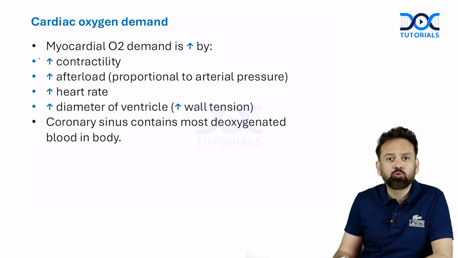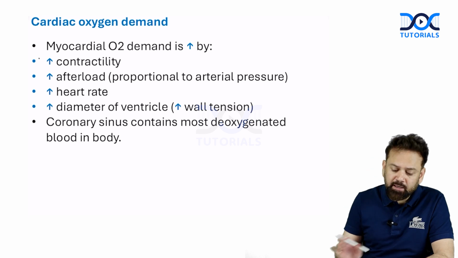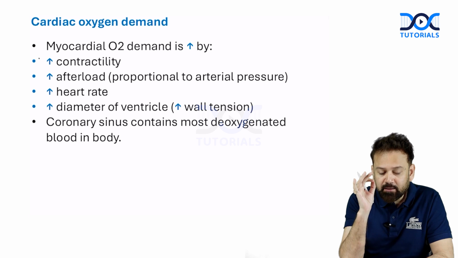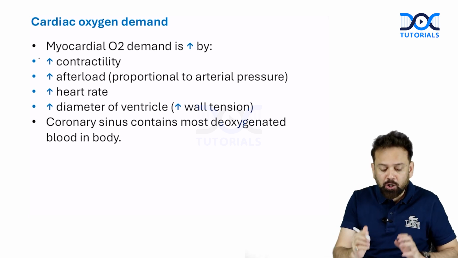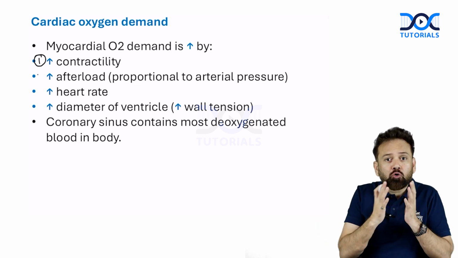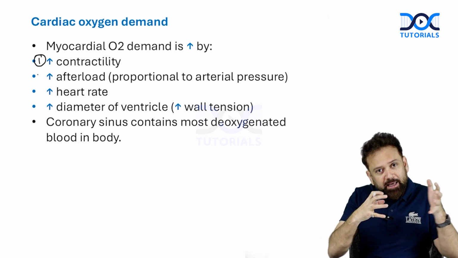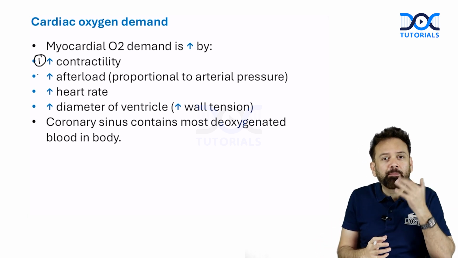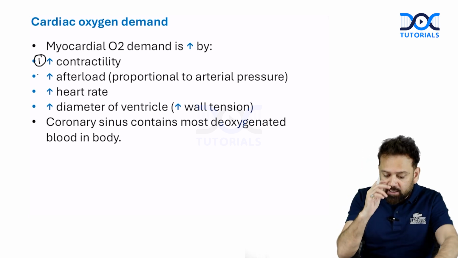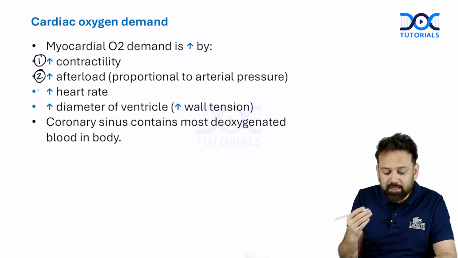Now, sometimes they ask you cardiac oxygen demand, in which condition it will be increased, in which condition it will be decreased. It's very simple if you understand the concept. Myocardial oxygen demand is going to increase by, number one, contractility. If there is more contractility, very simple, automatically oxygen demand will increase. Number two, if the heart is contracting against increased afterload due to hypertension or any other condition. So in all the conditions, whenever there is an increase in the afterload, automatically oxygen demand will increase.